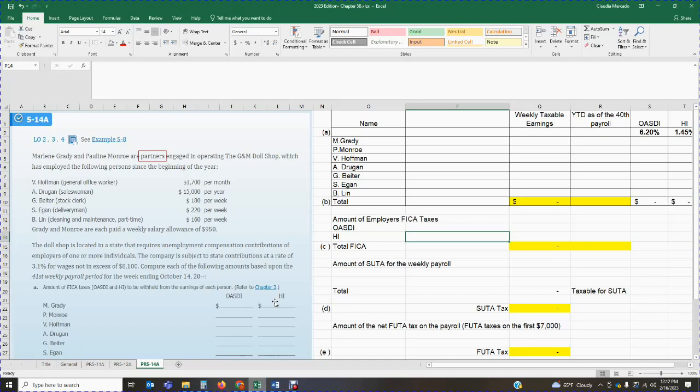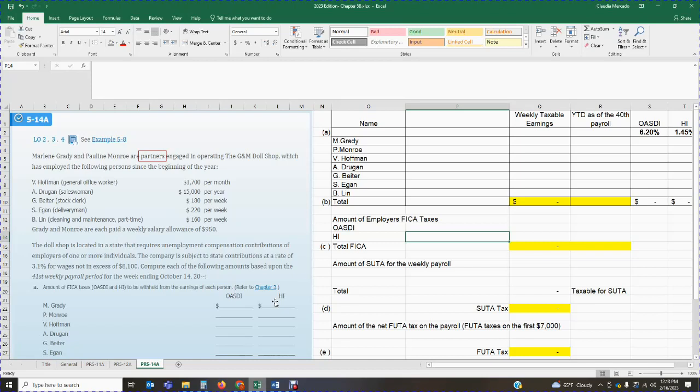So here we have Marlene Grady and Pauline Monroe, who are partners engaged in operating the G&M doll shop, which has employed the following person since the beginning of the year. So we have Hoffman, a general office worker, who gets paid $1,700 per month. Drugan is a saleswoman, gets paid $15,000 per year. Beater, who's a stock clerk, gets paid $180 per week. Egan, the delivery man, gets paid $220 per week. And Lynn, cleaning and maintenance, gets paid $160 per week. Both Grady and Monroe are each paid a weekly salary allowance of $950.